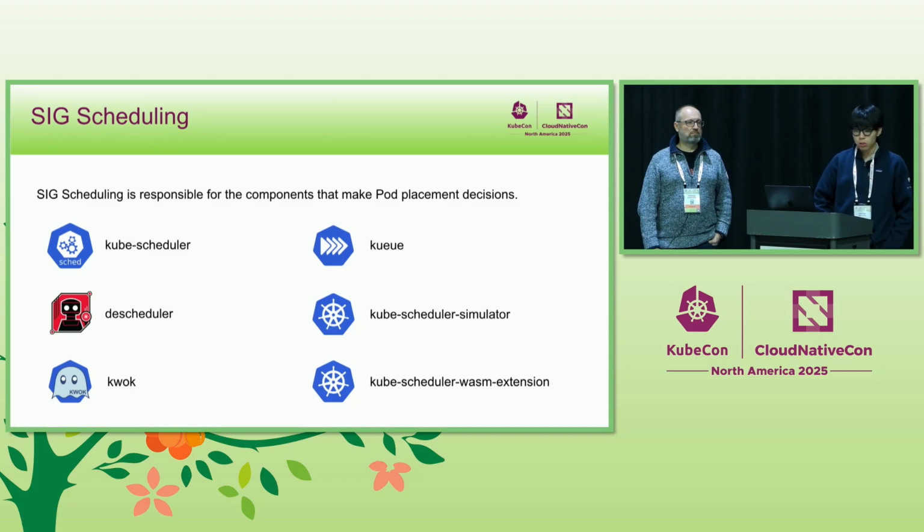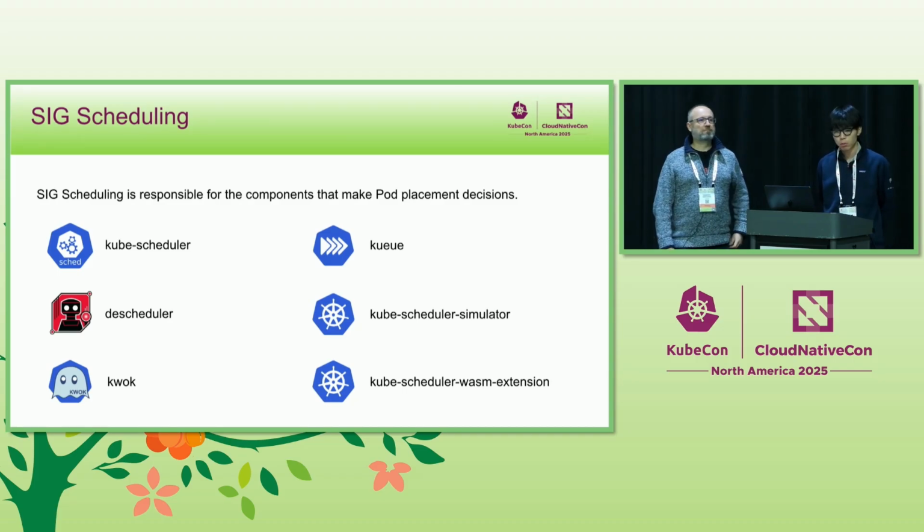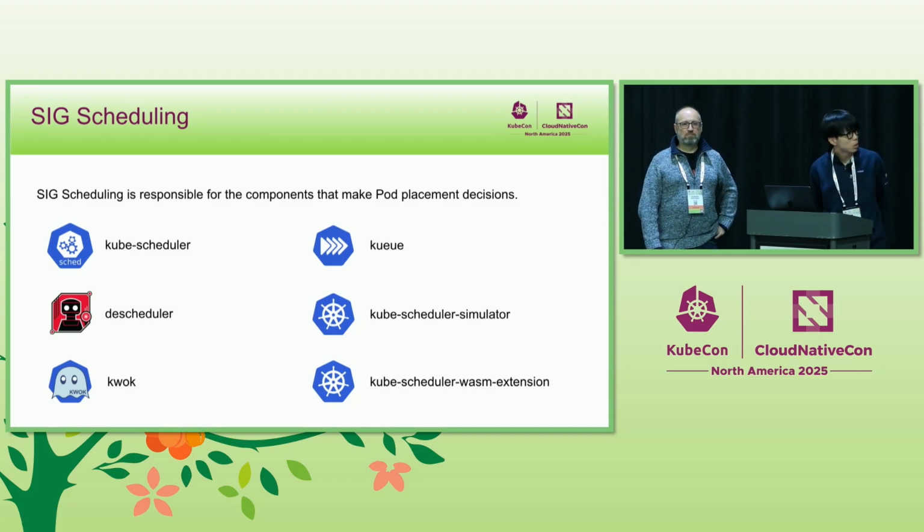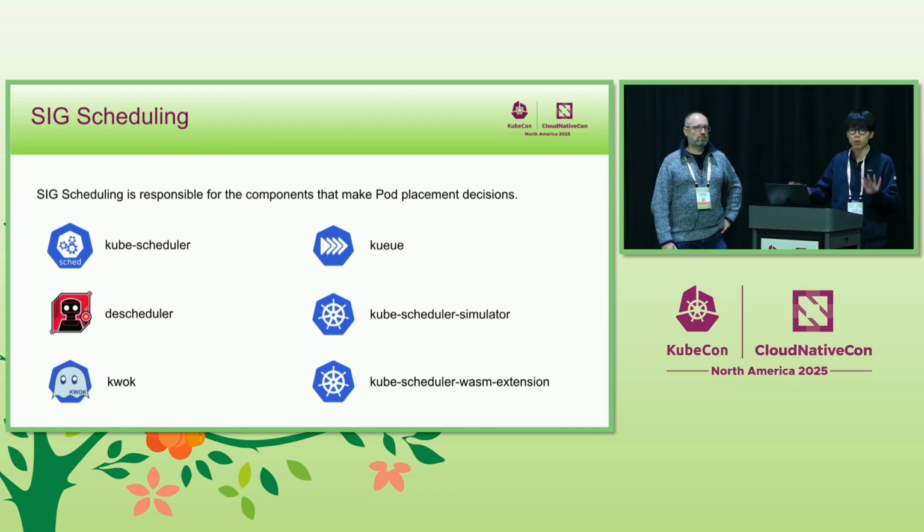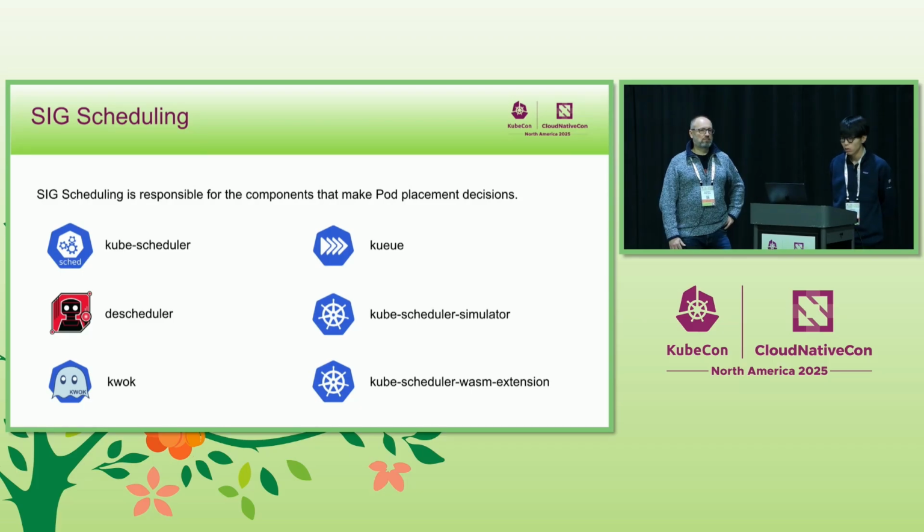So we are SIG Scheduling. Basically, we are responsible for components that make pod placement decisions, which is in Kubernetes itself, that is the Kubernetes scheduler. And also as a sub-project, we have Kueue, which is workload-aware scheduling. And then we have descheduler, we have the simulator, we have Quark, we have the WASM extension, and we have others as well.